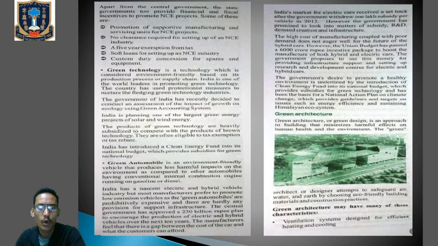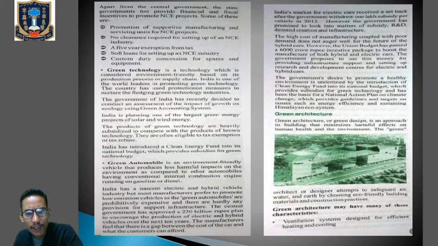Next one is green technology, a technology which is considered environmentally friendly because it does not hamper or affect the environment, based on its production, processes or supply chain. So India is one of the world leaders in promoting green technology. So the country has used protection measures to nurture the fledgling green technology industries.